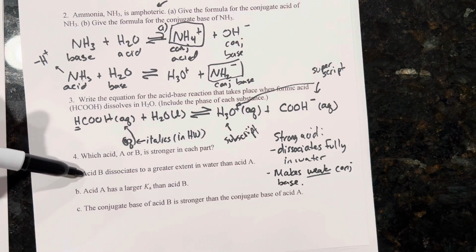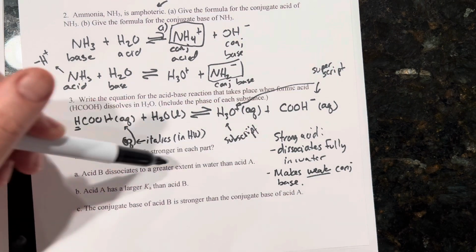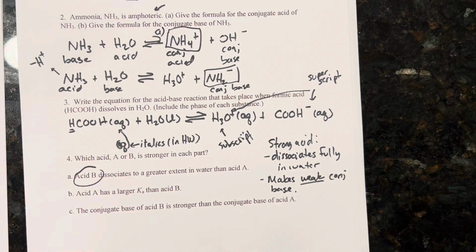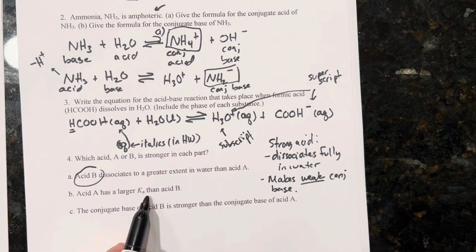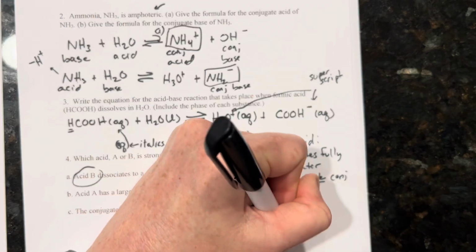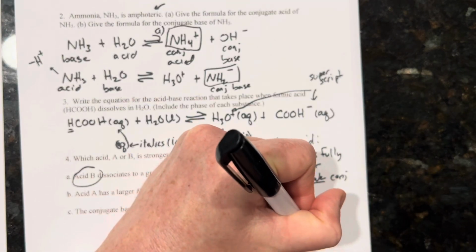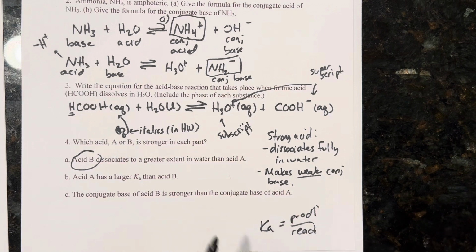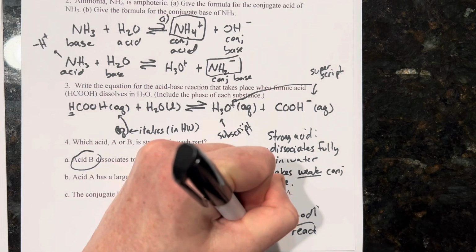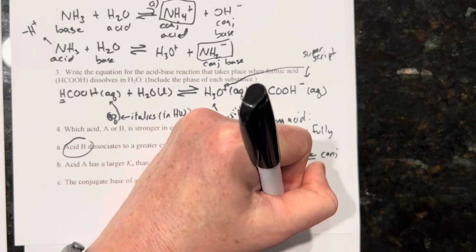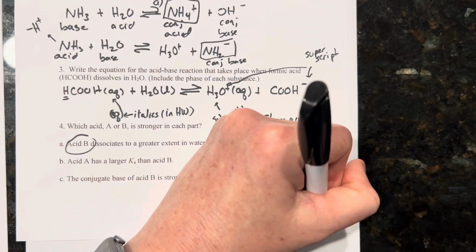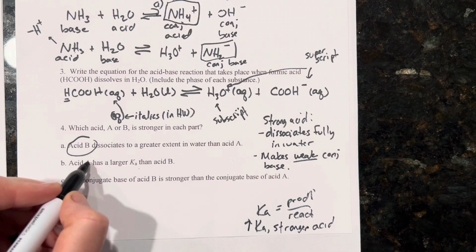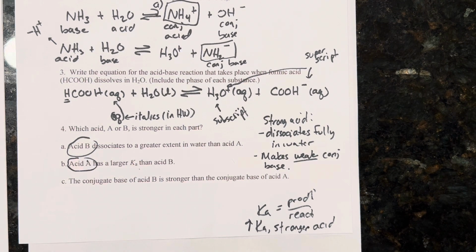So A, it says acid B dissociates to a greater extent than acid A, then acid B must be stronger because we know a strong acid dissociates really well. Acid A has larger Ka. Well, if it's got a larger Ka, remember Ka equals products over reactants. If this is a big number, that means we have lots of products, meaning it broke apart more. So the larger the Ka means stronger acid. Okay, so acid A has a larger Ka than acid B, then acid A must be stronger in this case.